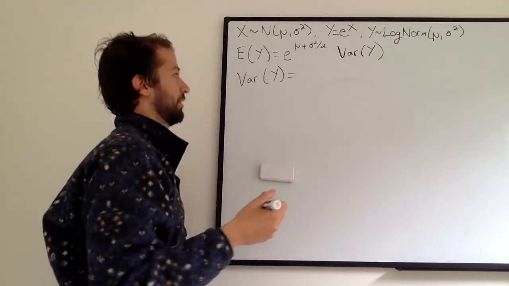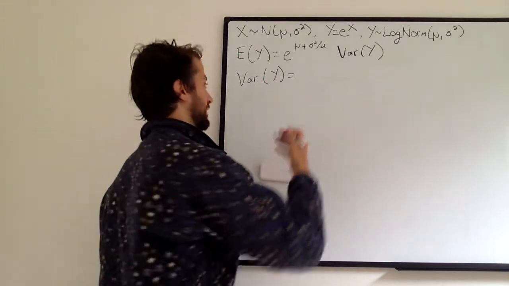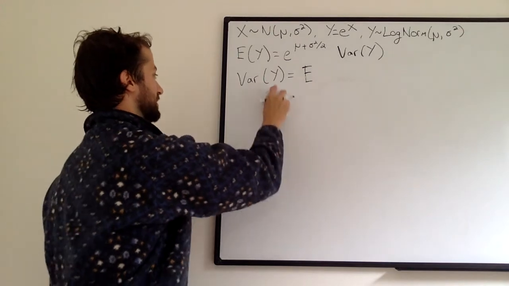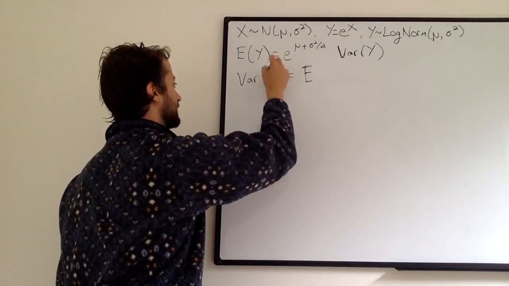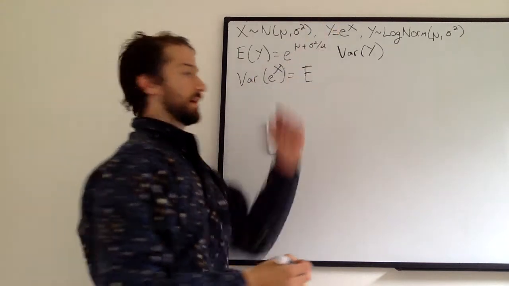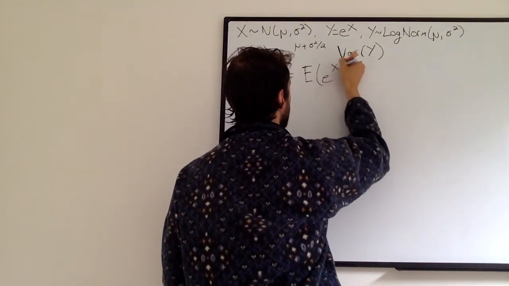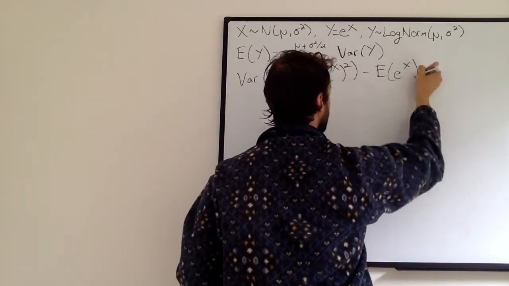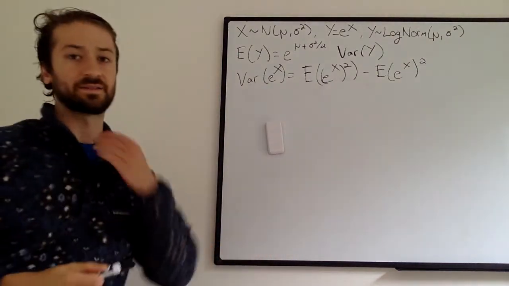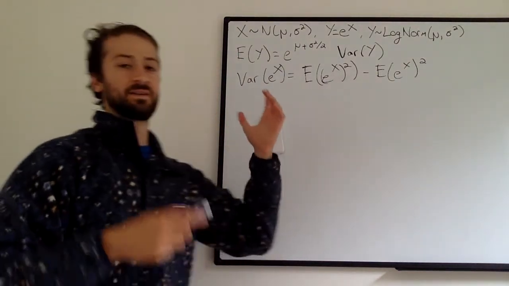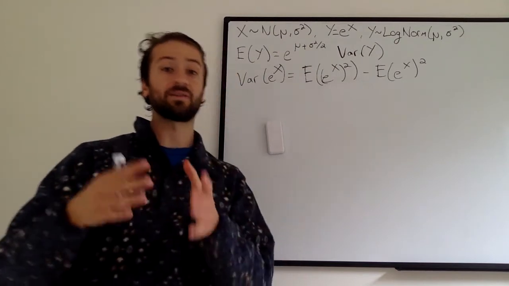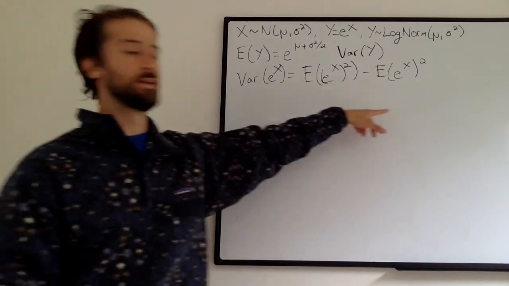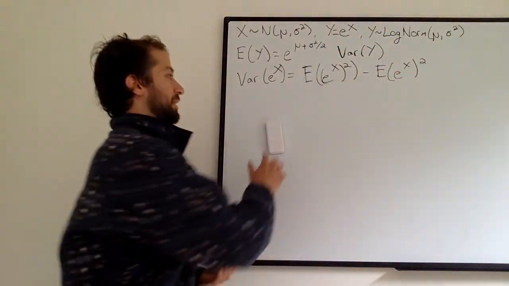Let's start by writing out our expansion for variance. I'm going to plug in the variance of e to the X, because Y is e to the X. The variance of e to the X is the expected value of e to the X squared, minus the expected value of e to the X, squared. This is our classic formula for variance: the variance of X is the expected value of X squared minus the square of the expected value of X.